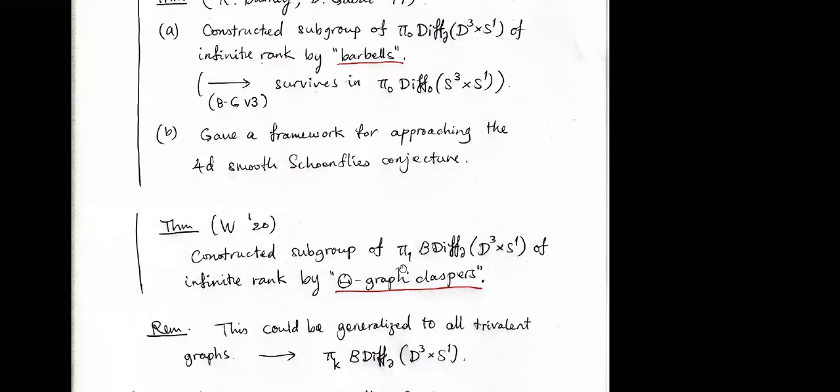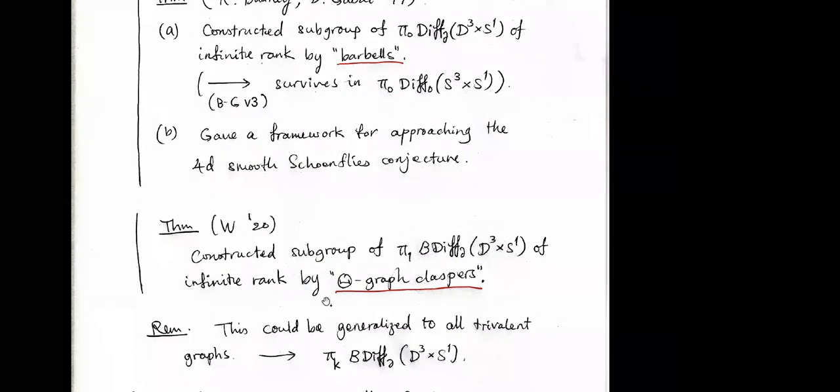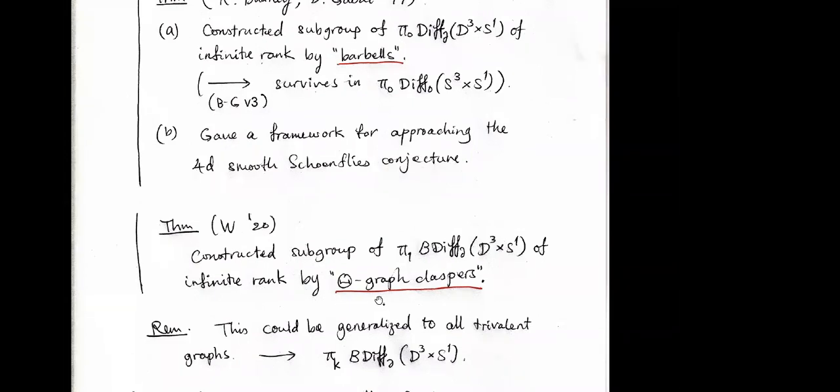And we also constructed a subgroup of pi 1 of BDiff, this D3 cross S1, which can be identified with the mapping class group of this D3 cross S1, of infinite rank by using theta graph Claspers, which can be defined by surgery along an embedded theta graph in D3 cross S1, defined by replacing a small neighborhood of the embedded theta graph in D3 cross S1. I will give a definition later.